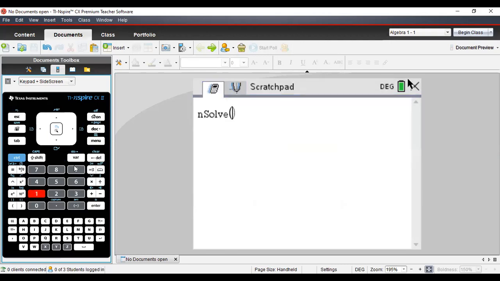And we are going to do W times parentheses 1/2 W plus 6 equals 432. And we're going to do comma, W, and then we press enter. It says that the width is equal to 24.